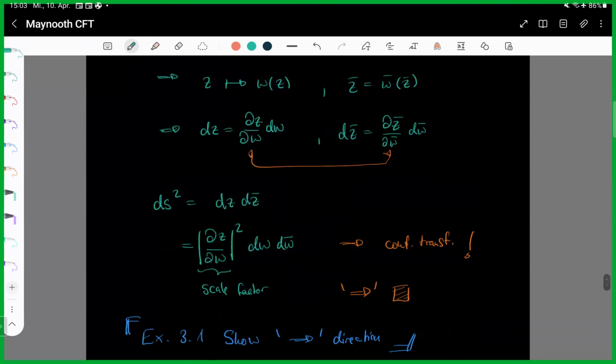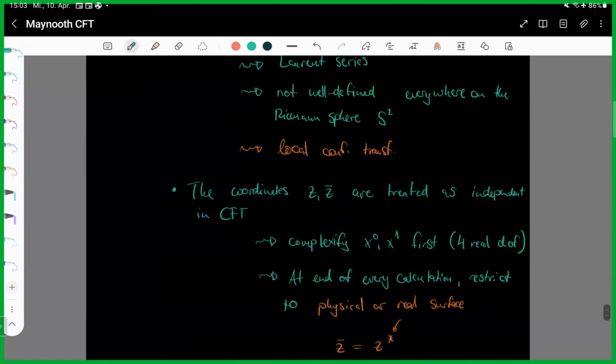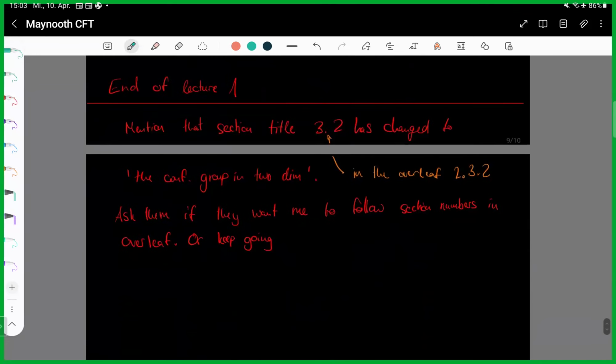One comment that I forgot to mention: in the Overleaf notes that you can see, all of the section titles that are written are, for instance, 2.3.2, say, and I only wrote yesterday 3.2. So just for your orientation, these are actually still the same. Just put a 2 in front.